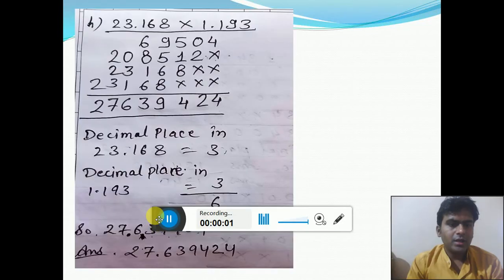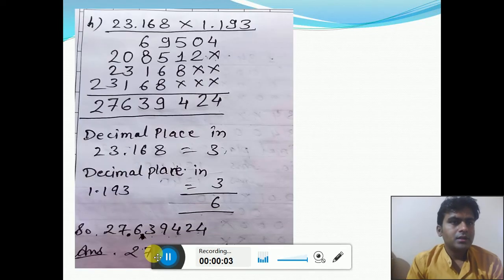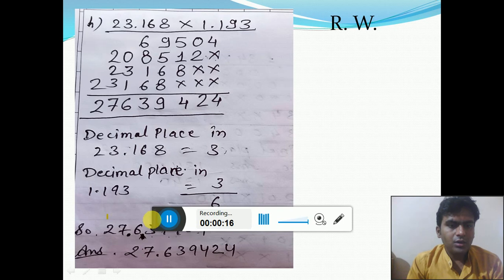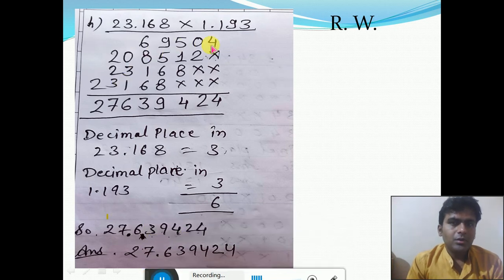Now question H of the second question of exercise 3A: 23.168 and 1.193. Now what to do here? As I already told you, you forget the decimal point and multiply the numbers. So what you have to do first is multiply 3 with this number.